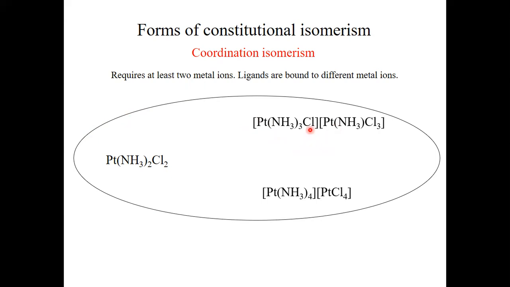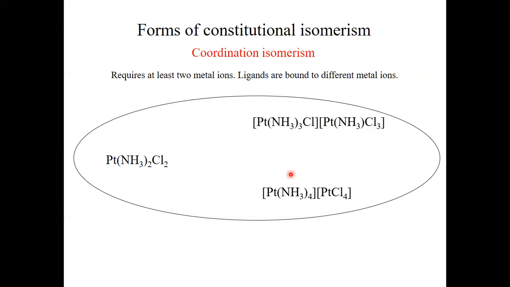So they are both made of a complex cation and a complex anion. Here we have a complex cation in which three amine ligands and one chloro ligand are bound to platinum, and three chloro ligands and one amine ligand to the other platinum. So this is the complex cation here, and this is the complex anion here.